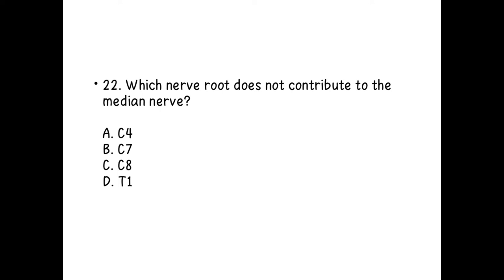Question 22. Which nerve root does not contribute to the median nerve? A, C4. B, C7. C, C8. D, T1. So what do you think is the answer? The right answer to this question is A, C4. And why is that? First of all, C4 does not participate in the brachial plexus, and the median nerve originates from the brachial plexus. So that is it. So next question.